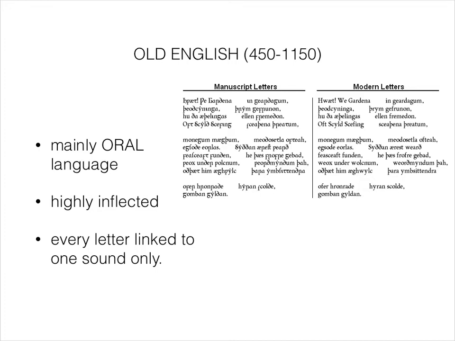However, every letter was only linked to one sound. So the grammar was terrible, but the pronunciation was just great. It was really similar to what present-day German looks like. If you know German, it's very difficult to learn, very difficult to get right, but with the pronunciation, you learn some basic things at the beginning, and that's it. So Old English was something like that.